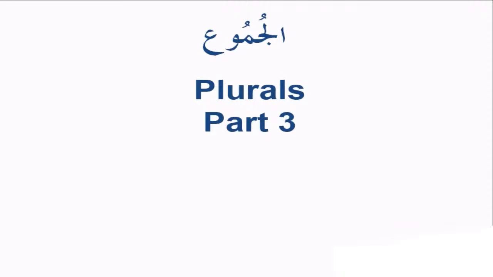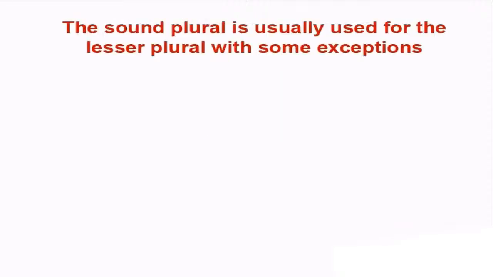Okay, this is part 3 of al-jumu', the plurals. In the previous lessons, we spoke about the sound plural and how it's usually used for the lesser plural, although there are some exceptions to this. And we covered one of these, for example, the word ibn, son. It has two plurals, abna, which is on the pattern of jam'ul qillah, and we have the word banoon, which is here the sound plural, and it's used for the greater plural.